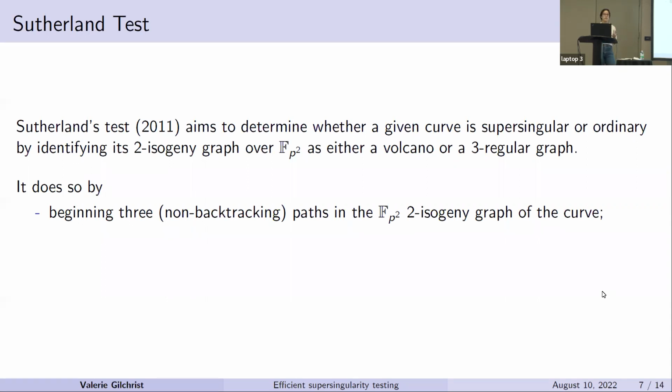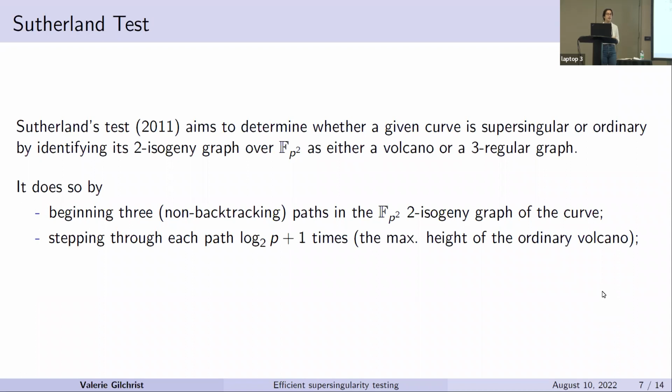So once we start these 3 paths, we're going to step through each path log_2(p) + 1 times, because this is the maximum height of any isogeny volcano. If we manage to step the maximum number of times through each of these paths and we don't hit the floor, then that's because we're not in a volcano at all. We're in a supersingular graph, so the original curve was supersingular.